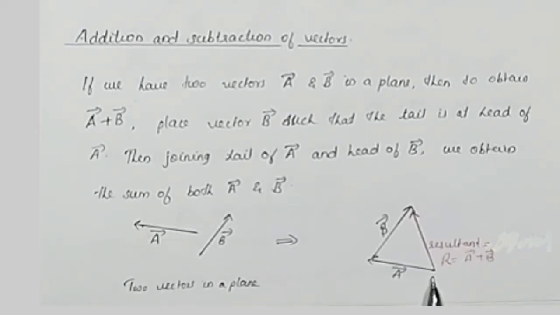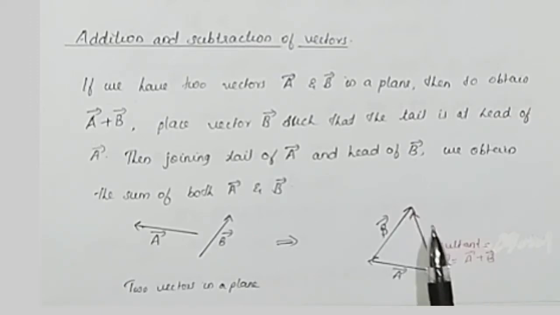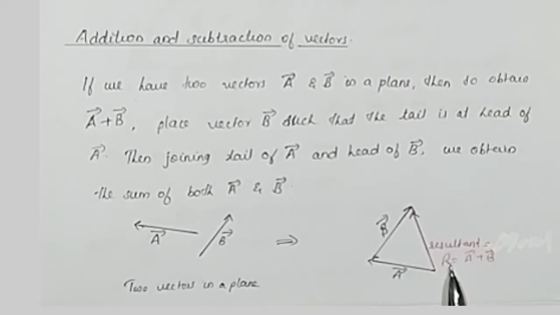If you observe, you can see here the direction or the inclination of the vectors is not changed, but the vector B is brought to the head of the vector A. The tail of vector B is placed at the head of vector A. After placing in such a way, the line joining the tail of vector A to the head of vector B gives the resultant of vector A and B. That is, the resultant vector R is equal to vector A plus vector B.